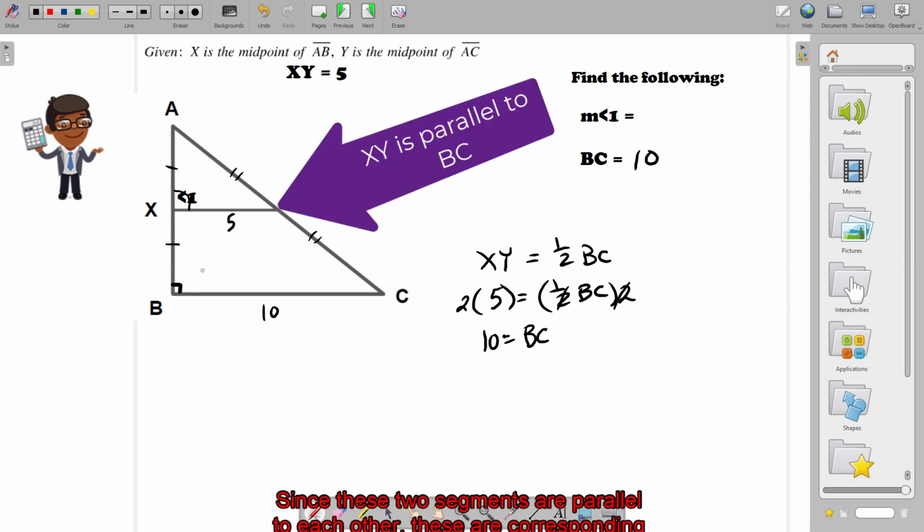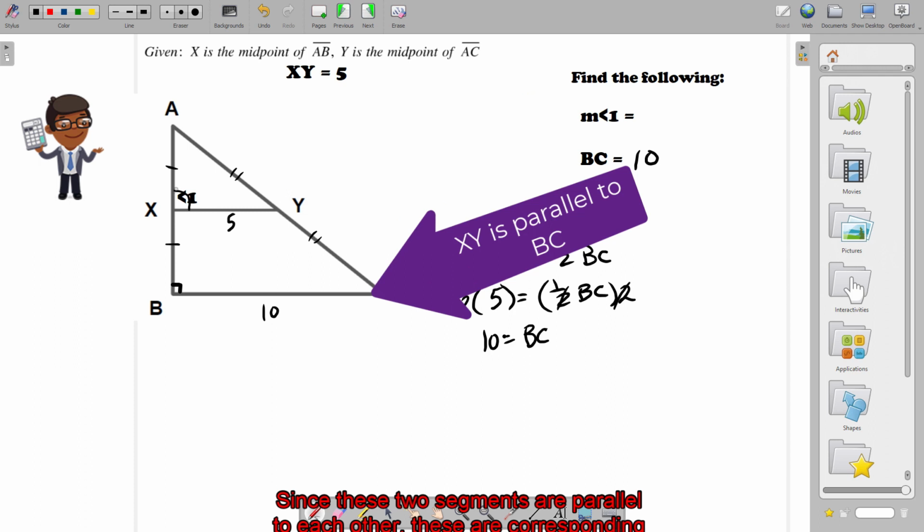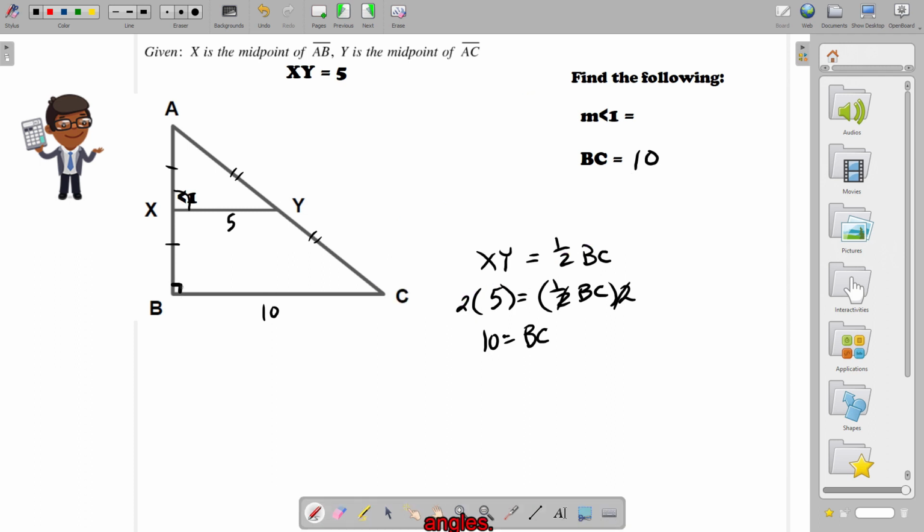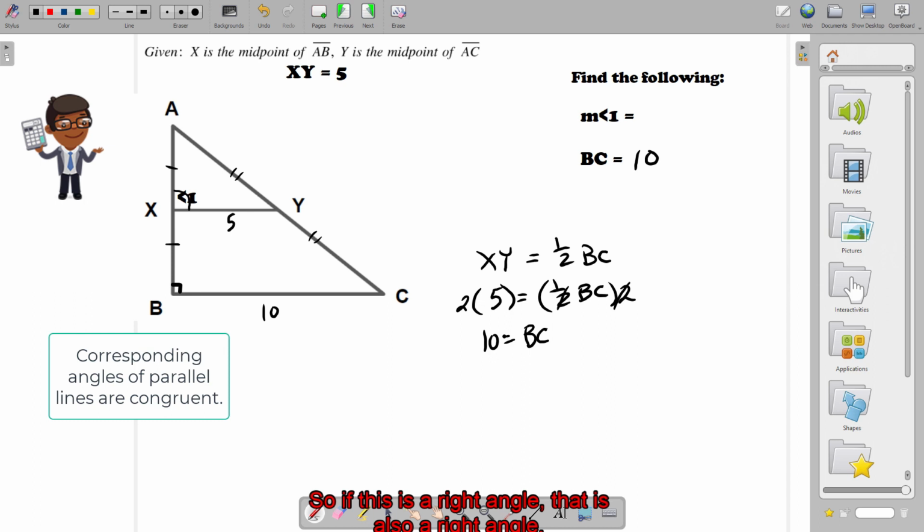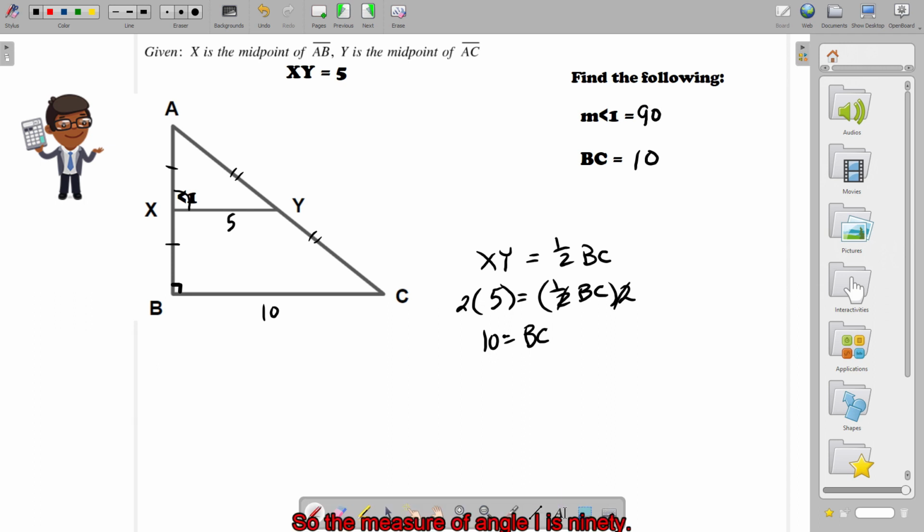Since these two segments are parallel to each other, these are corresponding angles. So if this is a right angle, that is also a right angle. So the measure of angle 1 is 90.